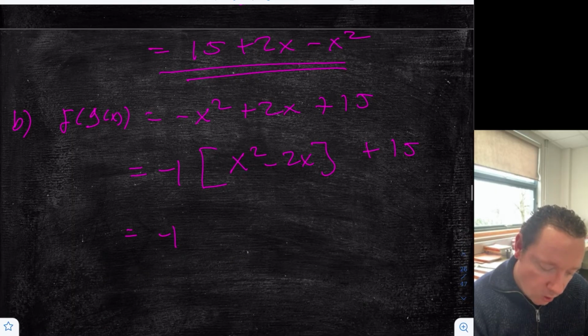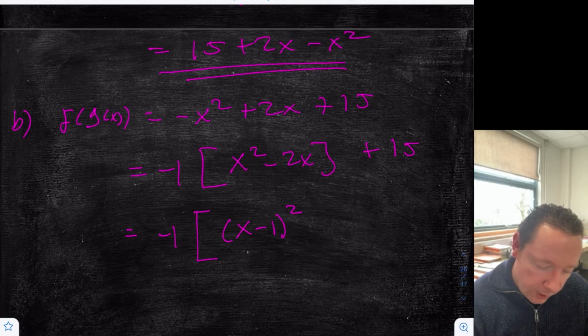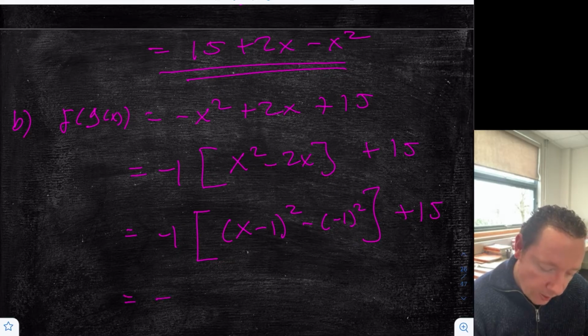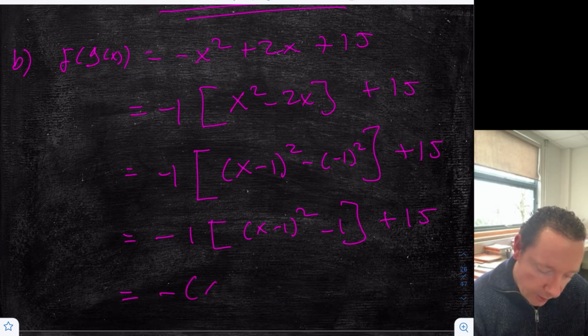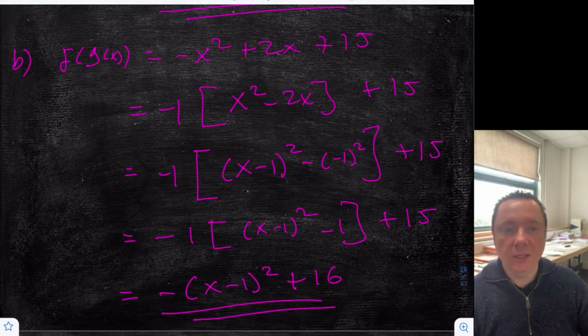So that gives me minus 1 times (x minus 1) squared, half the middle term, and then take away minus 1 squared. I've still got plus 15. So that gives me minus (x minus 1) squared, take away 1, plus 15. Minus 1 times minus 1 is 1, so 1 plus 15 is 16. And that's it in completed square form.